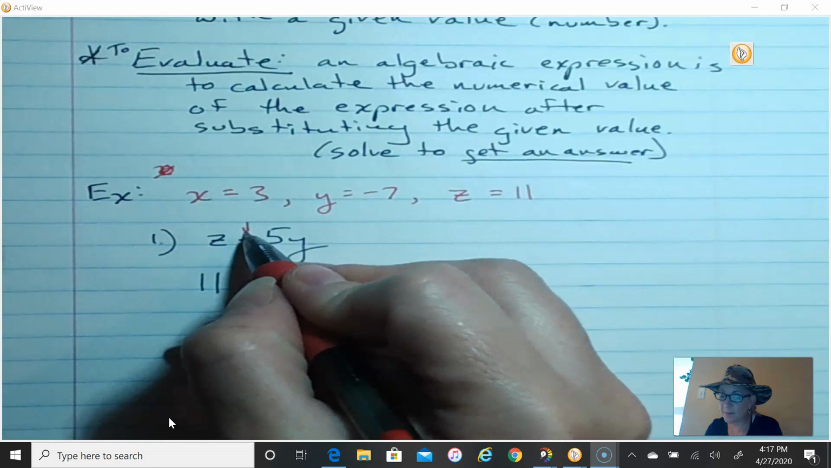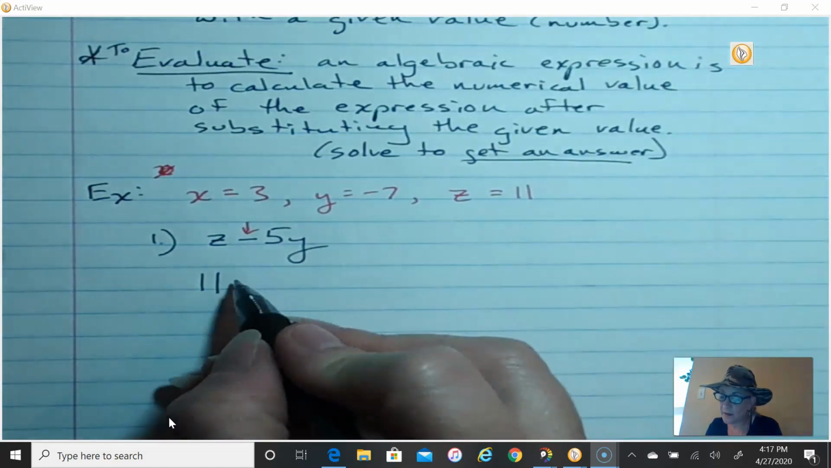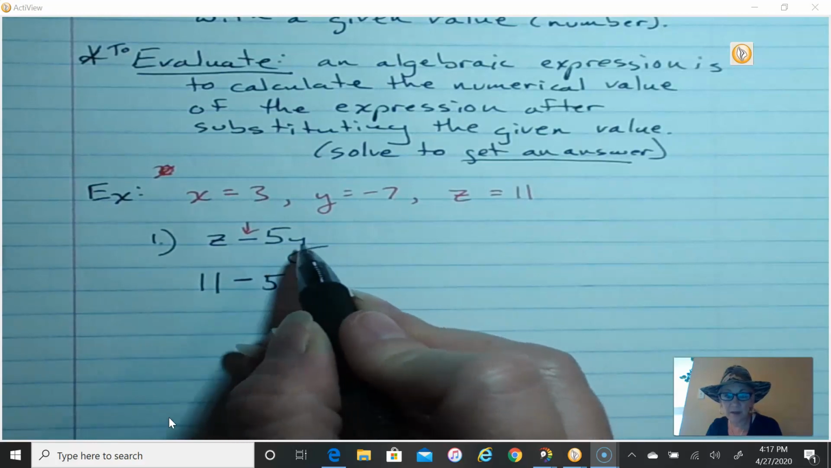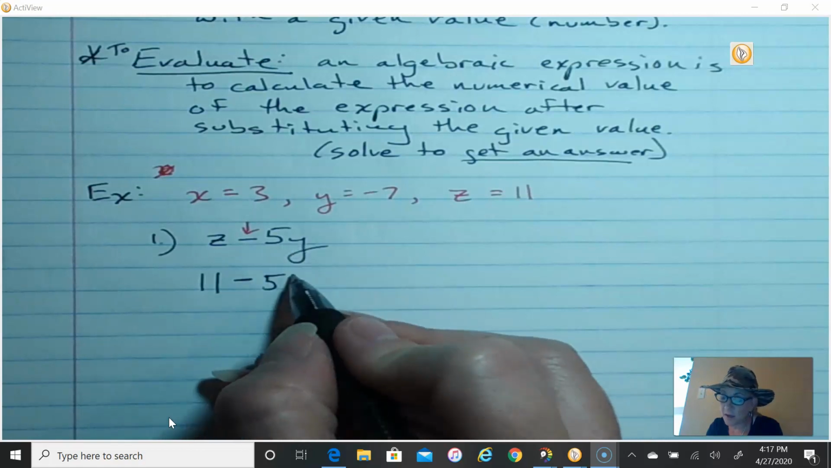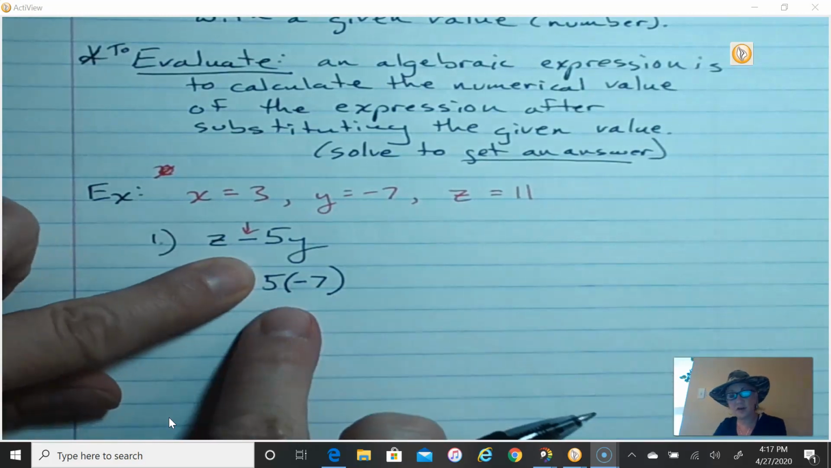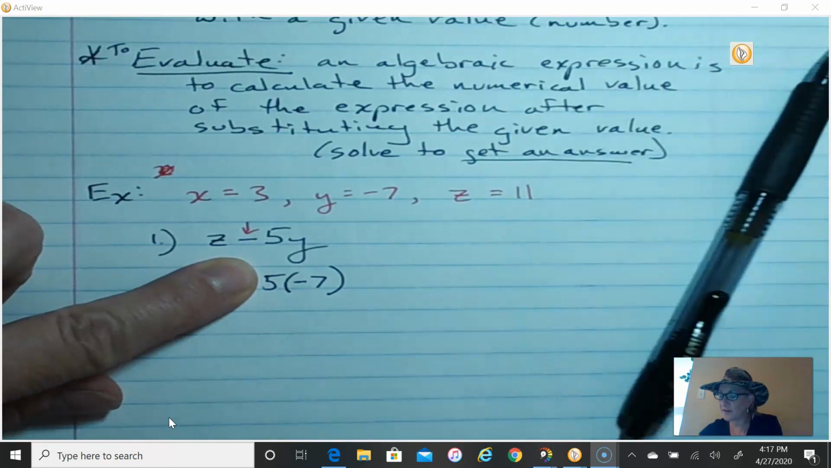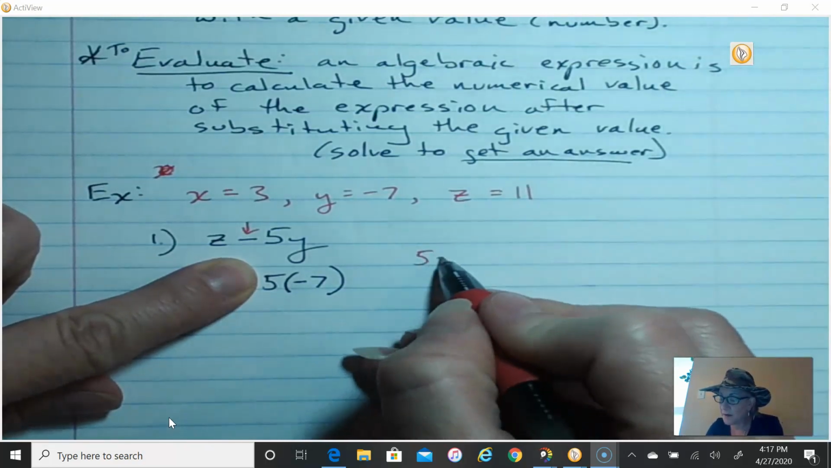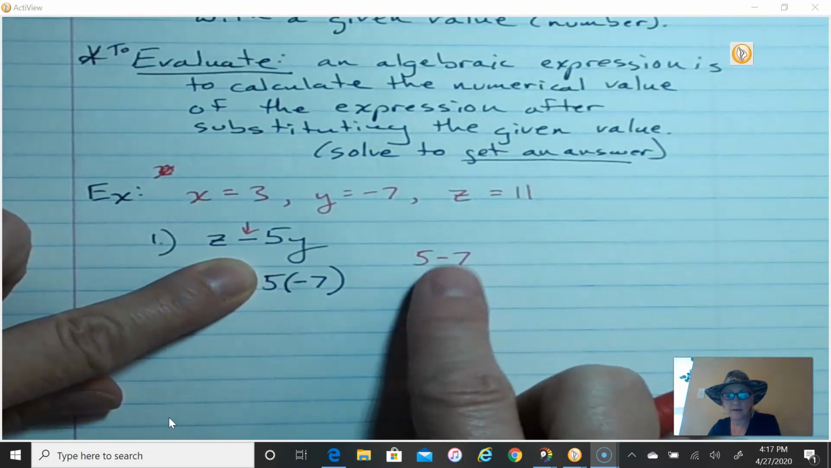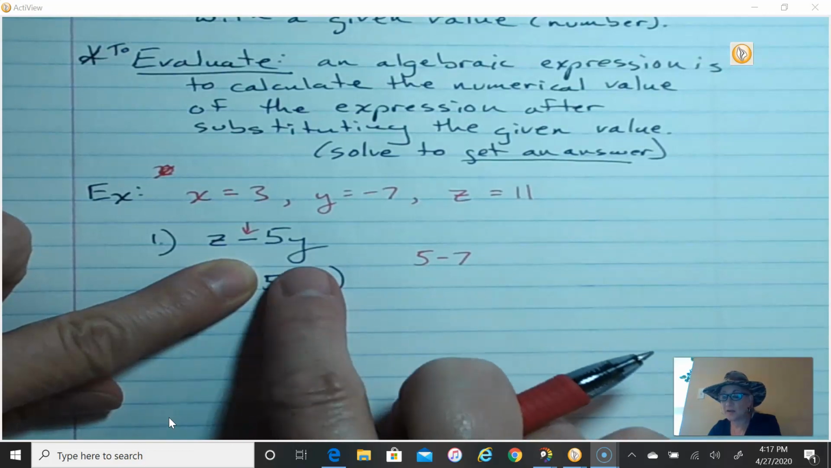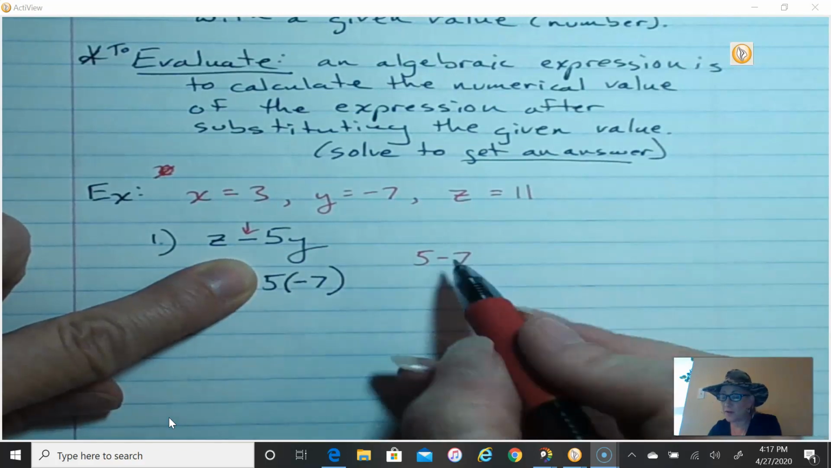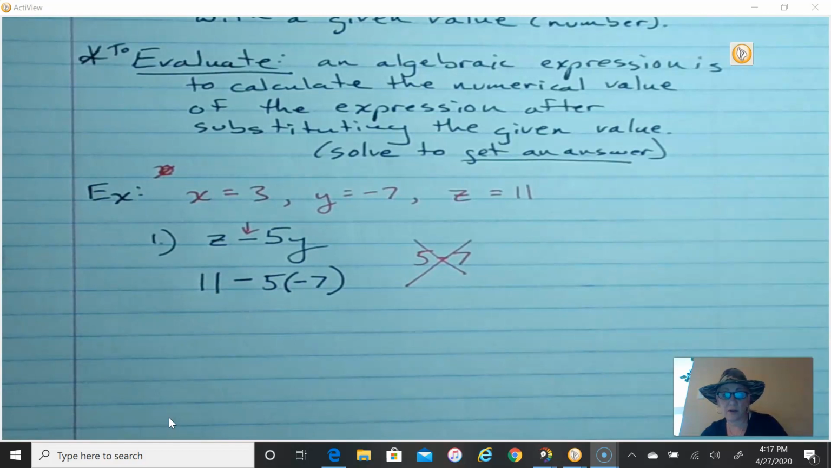Okay, all you do, z equals 11. Minus, now you bring that minus down, don't get rid of it. Minus 5. And remember the number next to the letter means you're multiplying. So we're going to put in parentheses y is negative 7. Because we want to make sure that we're not, watch this, if I were to write this, what is that? That's subtraction, right? Adding, subtracting. That is multiplication. So since that 5 is right next to that letter, you're multiplying. So you better make sure you put those parentheses. Otherwise, you'll get a wrong answer.